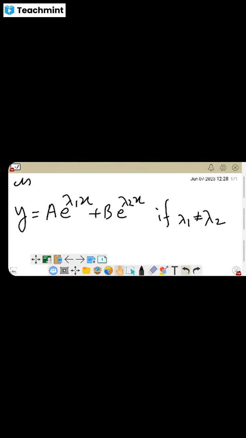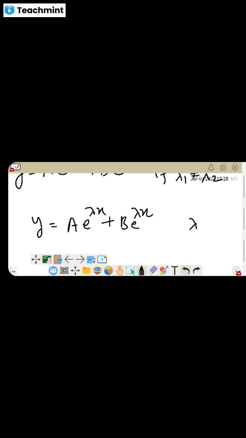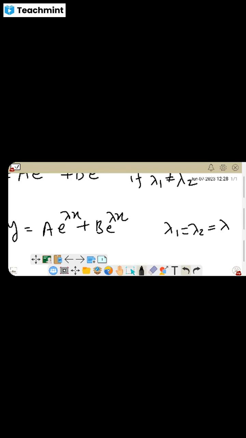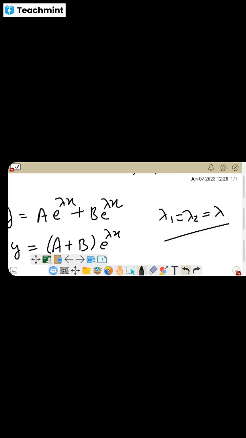If both are equal, then we have y is equal to a into e to the power lambda x plus b into e to the power lambda x, because both are equal. Here lambda 1 is equal to lambda 2 is equal to one value lambda. Then we can write (a plus b) into e to the power lambda x. This is the required solution when these values are equal.